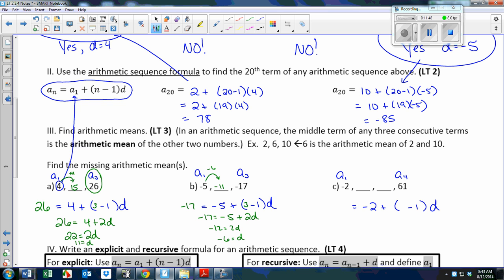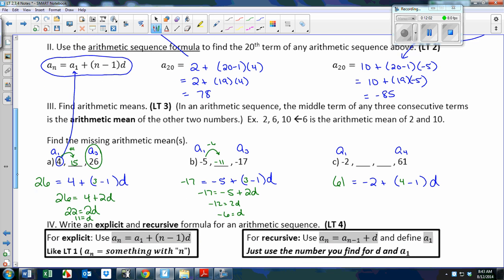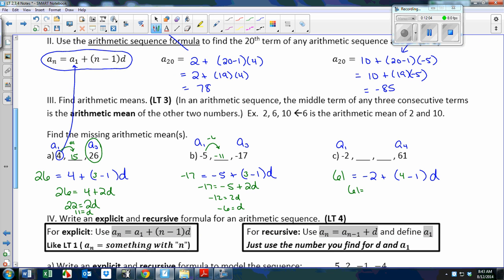But when you plug in the 61, it still goes on the left side representing the fourth term, but you put a 4 in for n. Okay? All right, then from there it's just algebra. 61 equals negative 2 plus 3d. Add your 2, 63 equals 3d, divide by 3, and you end up with 21 equals d.